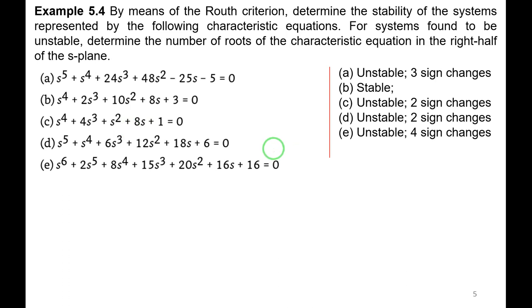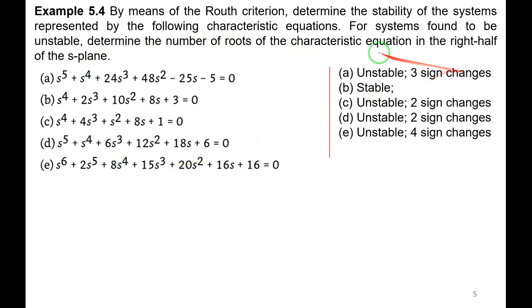Next, we'll solve a few more numericals based on the Routh criteria. By means of Routh criteria, determine the stability of the systems represented by the following characteristic equations. Five characteristic equations are given, A, B, C, D, E. For systems found to be unstable, determine the number of roots of the characteristic equation in the right half of the S-plane. If the system is unstable, then we have to find out how many roots are lying in the right half of the S-plane. That we'll see one by one.